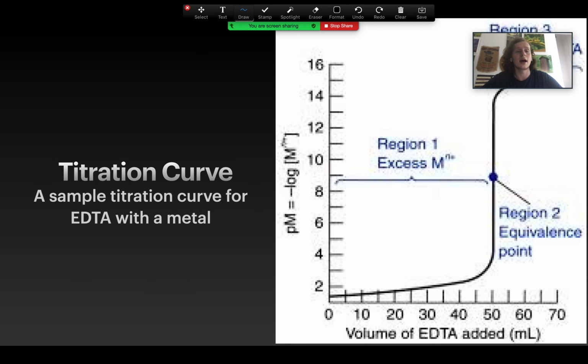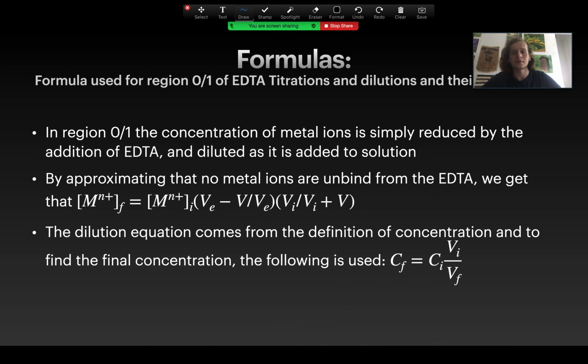Here, let's take a look at that. You'll see region 1 has excess metal, where very little EDTA has been added. Region 2 is your equivalence point, which you can refer back to. The equivalence point occurs at the equivalence volume, which we're also going to be talking about. pM refers to the negative log of your concentration of metal. And finally, region 3 is where we have excess EDTA, where a lot of EDTA has been added. Let's talk about formulas and where they come from and their derivations.